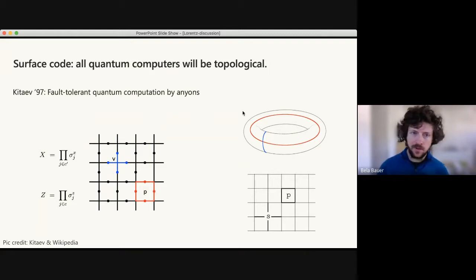Putting the system on a torus is not super practical, but you can also achieve this by having different choices of boundary conditions. So for example, you can just have a square patch of the surface code and have sort of a smooth boundary at the top and a rough boundary at the side, and that'll also encode a single logical qubit. And again, the error rate of the logical qubit gets exponentially better as you make this patch of the surface code larger and larger.